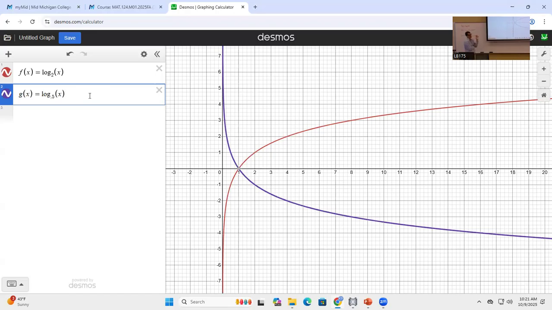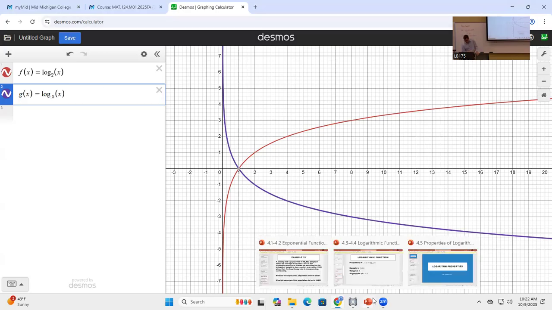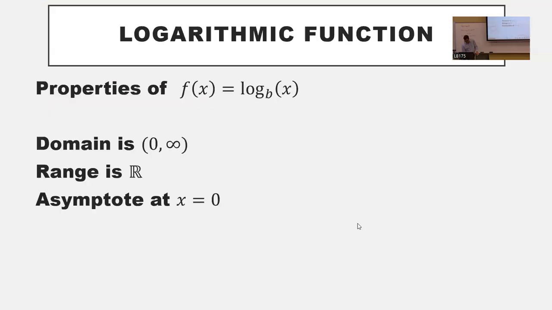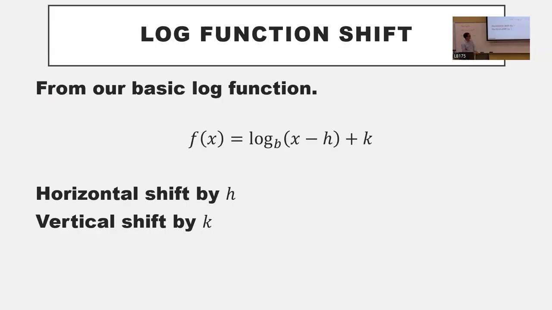Just like when we took base in our exponential functions, base 2 versus base 1/2. One of them was growth, one of them was decay. Now it's the same thing. One of them's growth, one of them's decay. One of them gets bigger, one of them gets smaller. Any questions about that? Good. So that's what these graphs look like, and the properties of those graphs.